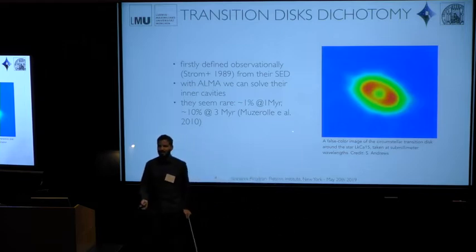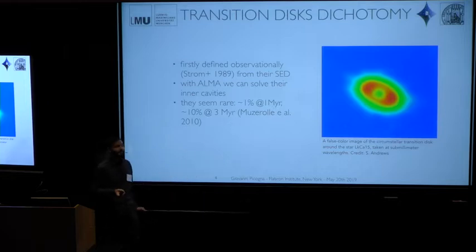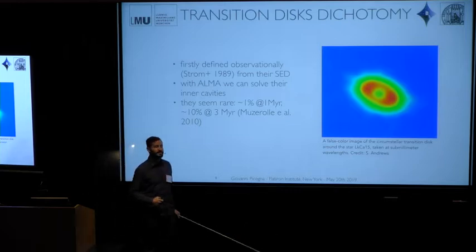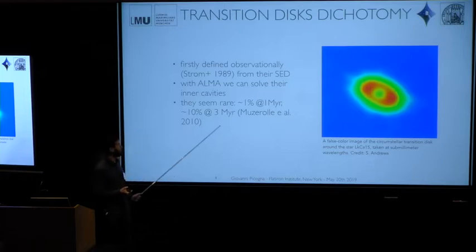And what is the fraction of these disks? This seems rare, following this paper by Muzerolle et al. 2010. They are roughly 1% around 1 Myr-old circumstellar disks, and roughly 10% around 3 Myr-old systems. You can see this from two different perspectives. You can see this as a very short phase in the disk evolution, and so that's why only 10% of the systems are seen in this phase.